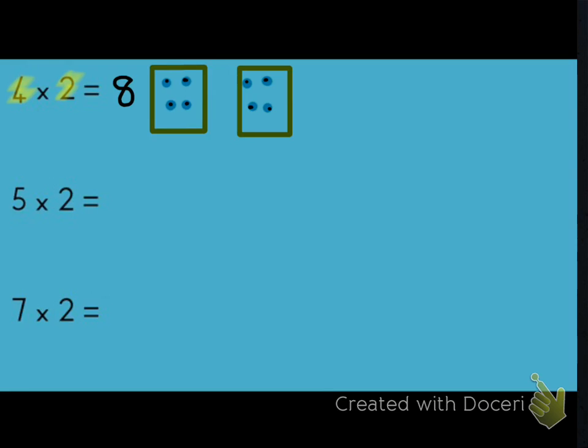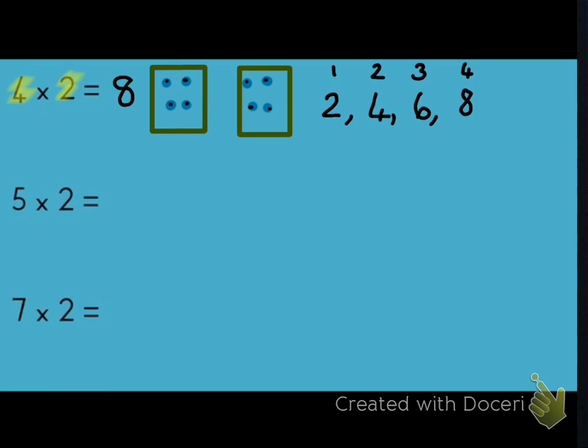And my second secret was to count in twos. With this sum, we will have to count in twos 4 times. Let's start. 2, 4, 6, 8. 1, 2, 3, 4 times. So 4 times 2 will give you 8.